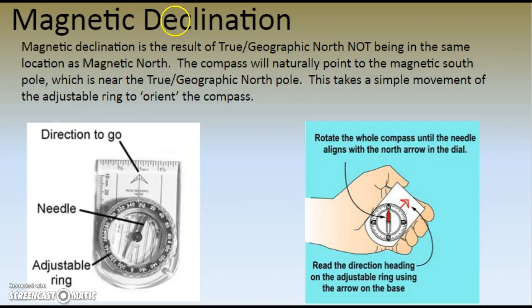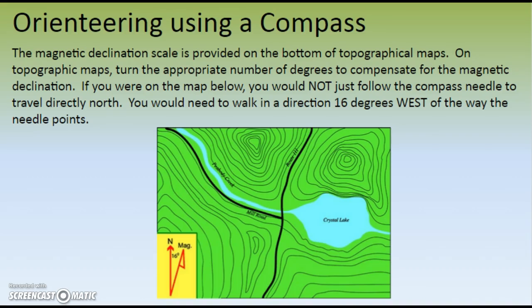And this is what we call magnetic declination. Declination is the result of true geographic north not being in the same location as magnetic north. So the compass will naturally point to the magnetic south pole, which is near the true or geographic north pole. This takes a simple movement of the adjustable ring to orient the compass. Because it's hard to describe using this compass, we're going to actually do this in class. We're going to use the Earth's magnetic field and a compass to navigate on Deerfield campus. And we'll get a chance to practice that.